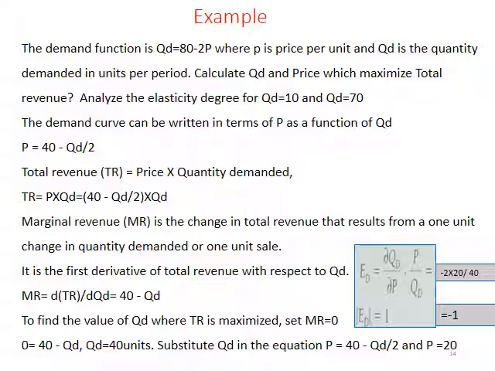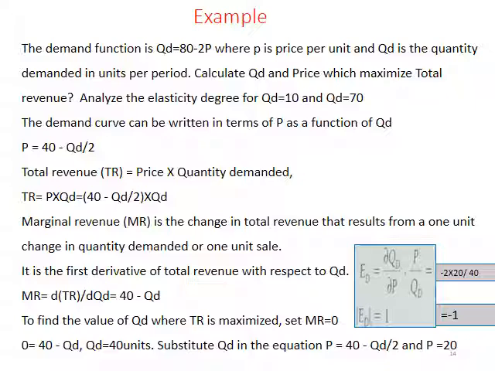So to find the value of the quantity demanded where TR is maximized, we set marginal revenue equal to 0. That means the derivative of total revenue equals 0, and quantity demanded will be 40. Substitute quantity demanded in the price equation, and we can get price as 20.